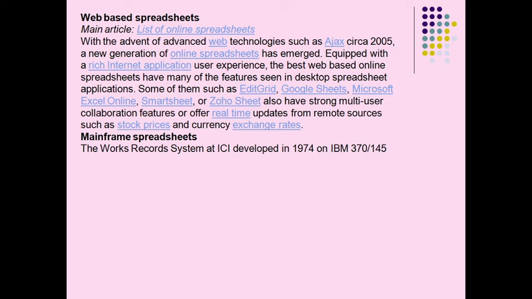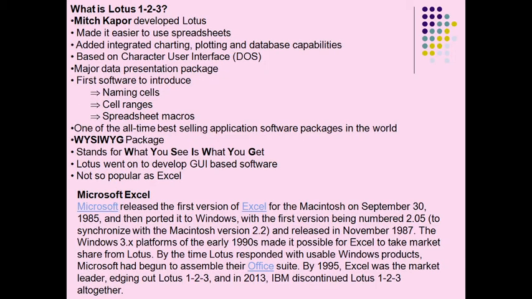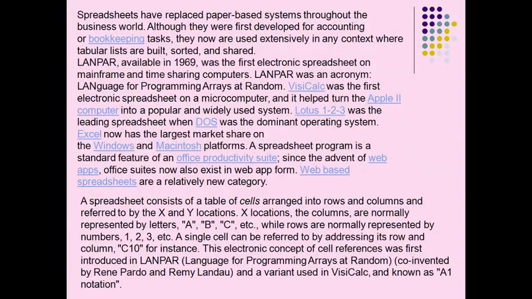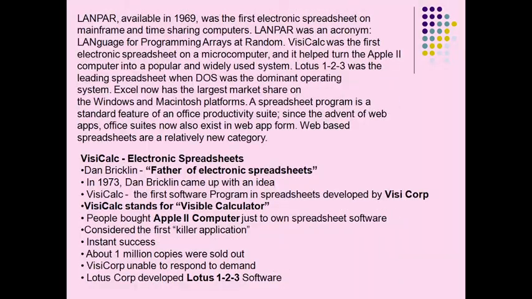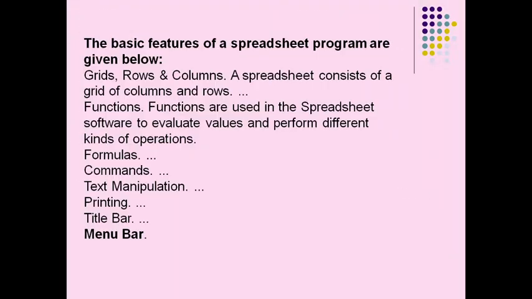Okay students, now next, mainframe spreadsheets. The Works Record System at ICI was developed in 1974 on IBM 370/145. Okay students, so these are all the points about the history of spreadsheet software. Now let us go to the next topic: what are the features of spreadsheet software.